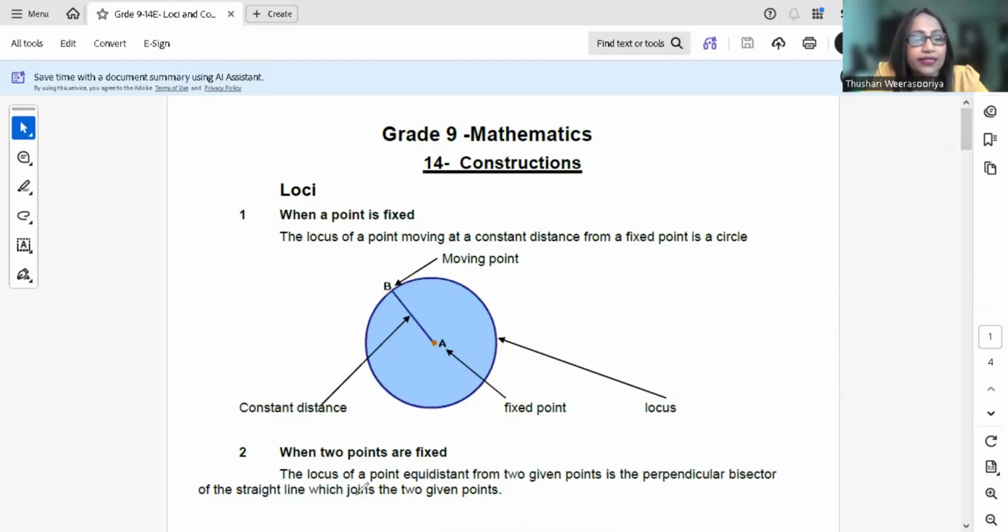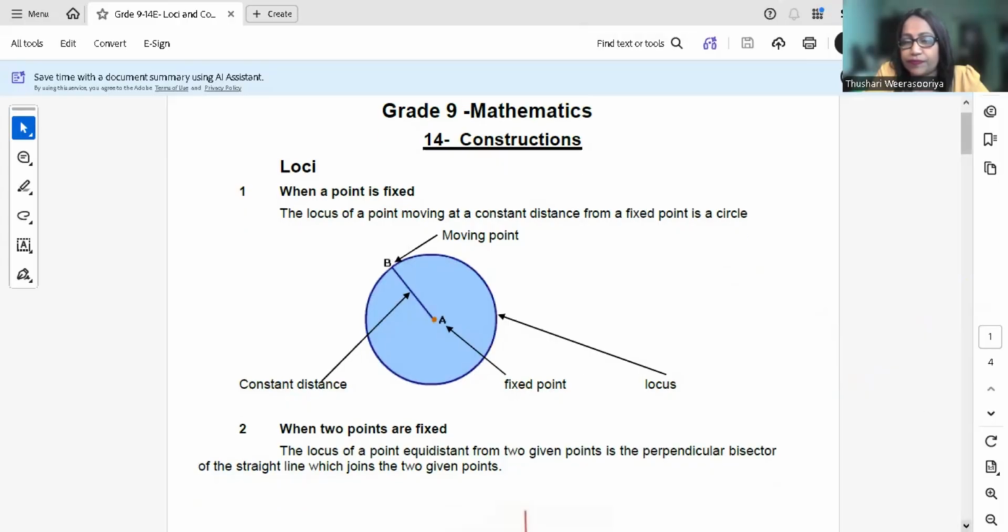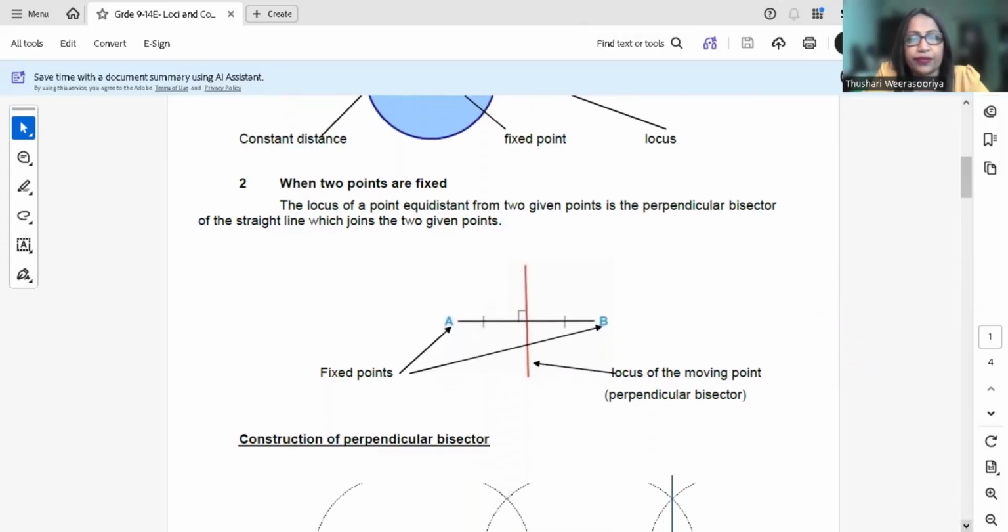When two points are fixed. Look at this. I can ask two children to stand fixed. These are the two fixed points. And I can ask another child to move while keeping an equal distance from both.